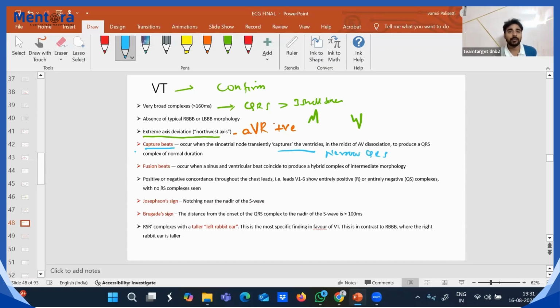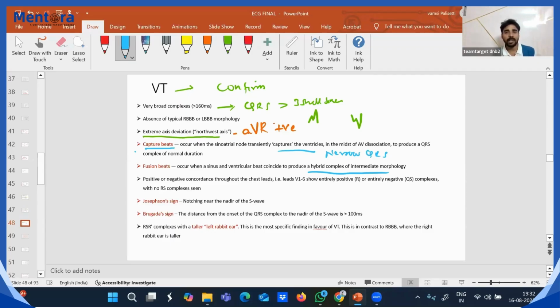And next is the fusion beat. What is a fusion beat? Sometimes a capture beat fuses with the normal ventricular wide complex beat, producing a fusion beat. That's what I wrote here: it occurs when a sinus node beat and a ventricular beat coincide to produce a hybrid complex of intermediate morphology. I will show everything in the image. All these points are important. Please mug up this slide. That's a very important thing.